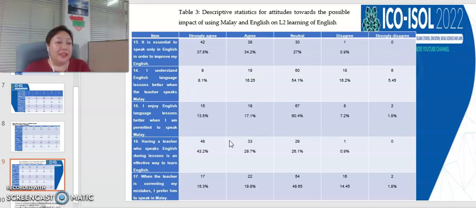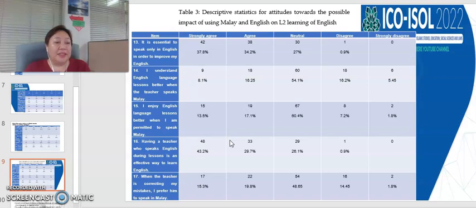Question 15, I enjoy English language lessons better when I am permitted to speak Malay. Again, the finding is back to neutral at 64%. That is the difference between strongly agree, neutral, disagree, and strongly disagree, which is quite prominent here. And question 16, having a teacher who speaks English during lessons is an effective way to learn English. For this, the respondents strongly agree, whereby 43.2% strongly agree with this statement.